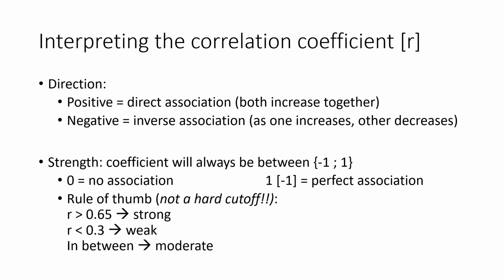Now, there are no hard and fast cutoffs, though generally in the social sciences, a good rule of thumb is that above about 0.65 is a strong correlation, below about 0.3 is a weak correlation, and anything in between we might consider a moderate correlation. But sometimes this may vary depending upon the exact question you're asking and the variables you're working with.